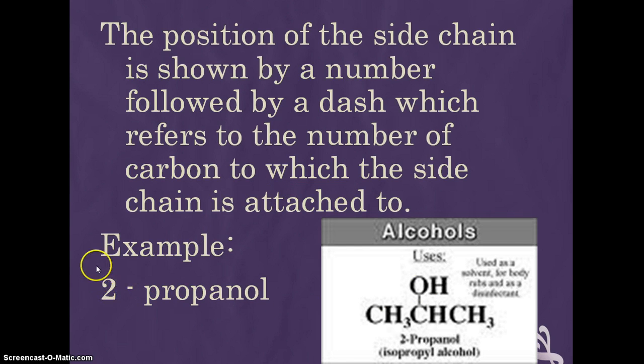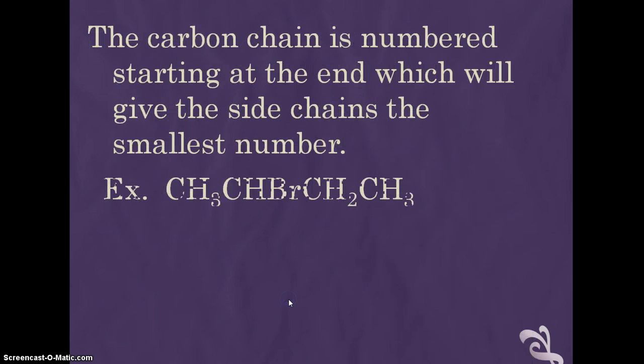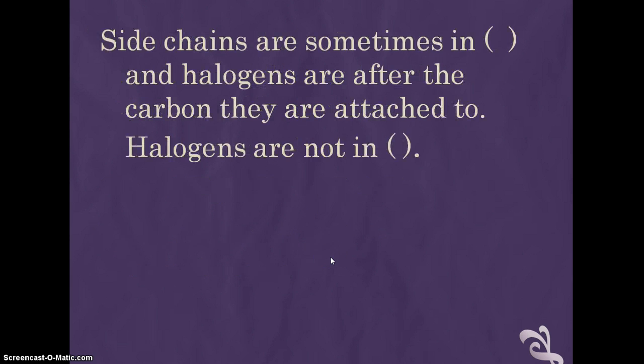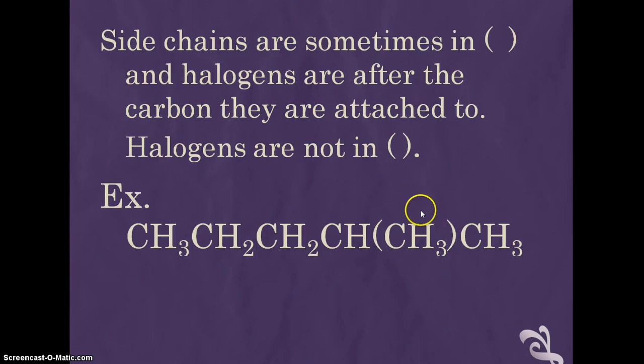So we've done this before. Our alcohol group is on the 2nd carbon. We number them so that you get the smallest number. So I'm going to number this from the left because that gives me 2-bromo. Remember, this bromine belongs to the carbon in front of it. If I numbered from the right, it would be the 3rd carbon. So I want the lowest numbers. Side chains can be written in parentheses. So this parenthesis tells me that it's not part of my full chain.